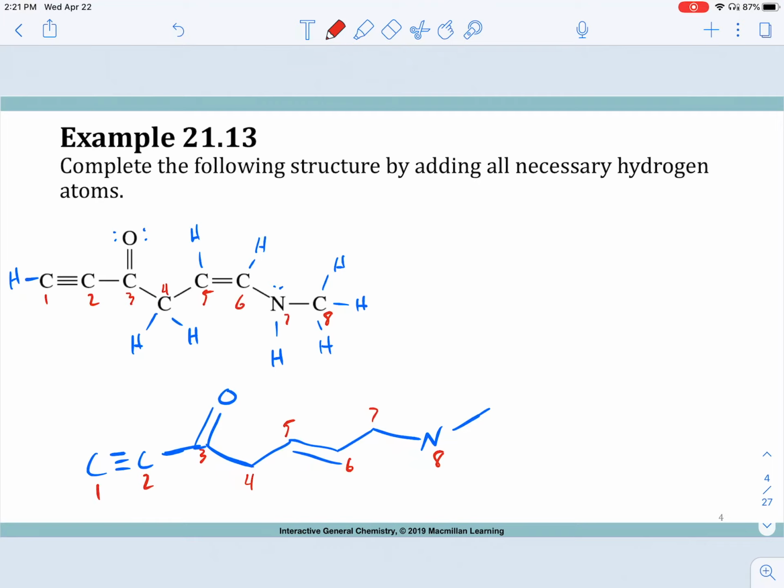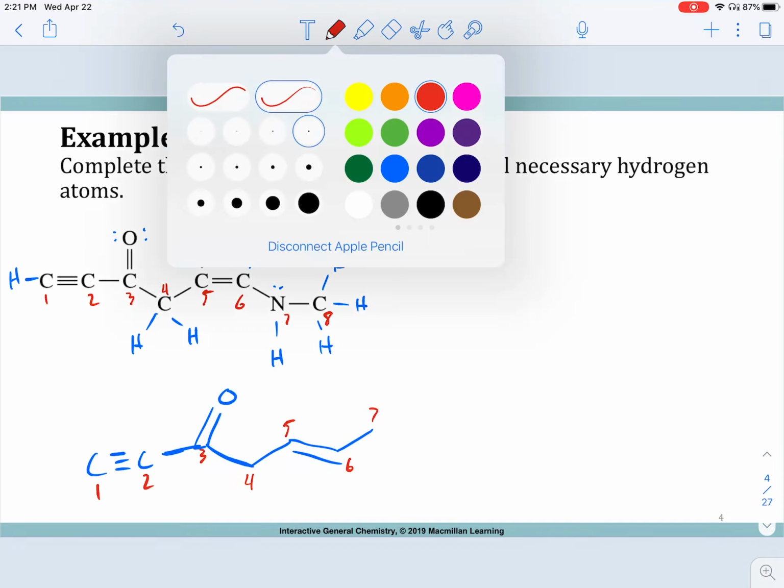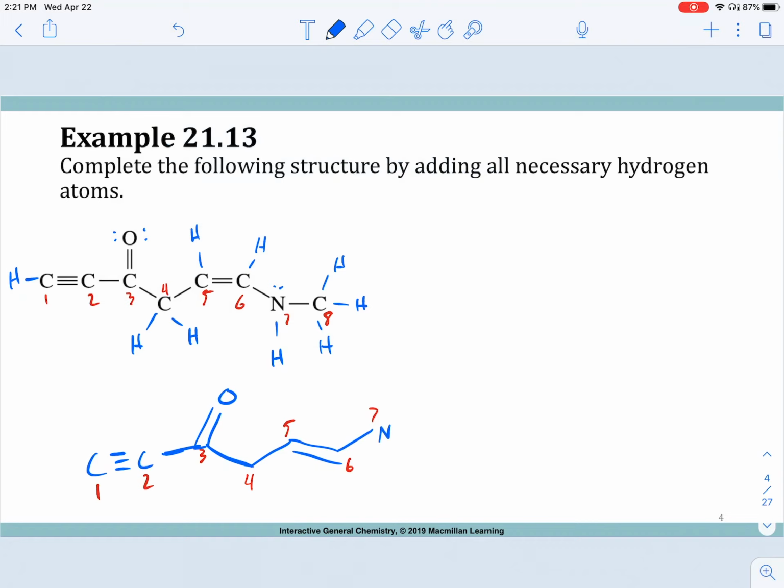Did I lose a carbon here? Oh, yeah, I added a carbon. After 6, 7 is a nitrogen. There's my nitrogen, and finally my carbon. So this would be the condensed skeletal structure.